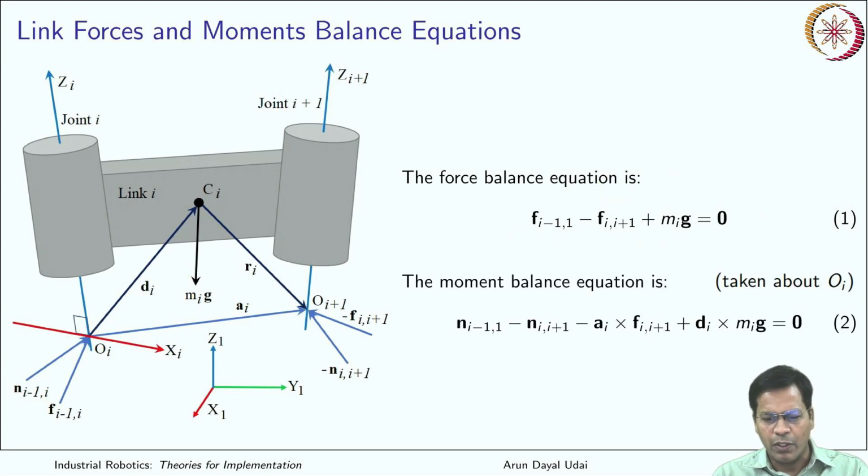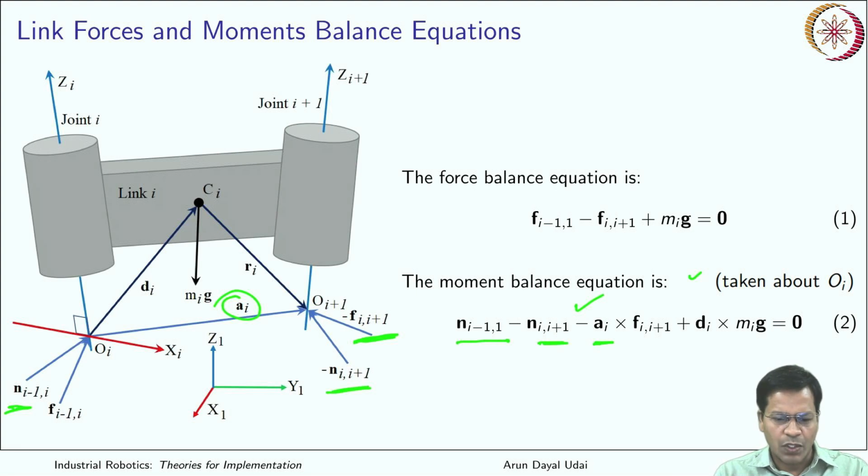Similar will be your moment balance equation also. So you have a moment that comes from this end of it, you have another moment that comes from here, okay, and there are moments which are created due to the forces also. So that is nothing but this one, Ei, that is this vector, and the force that comes here, that is over here with a negative sign.